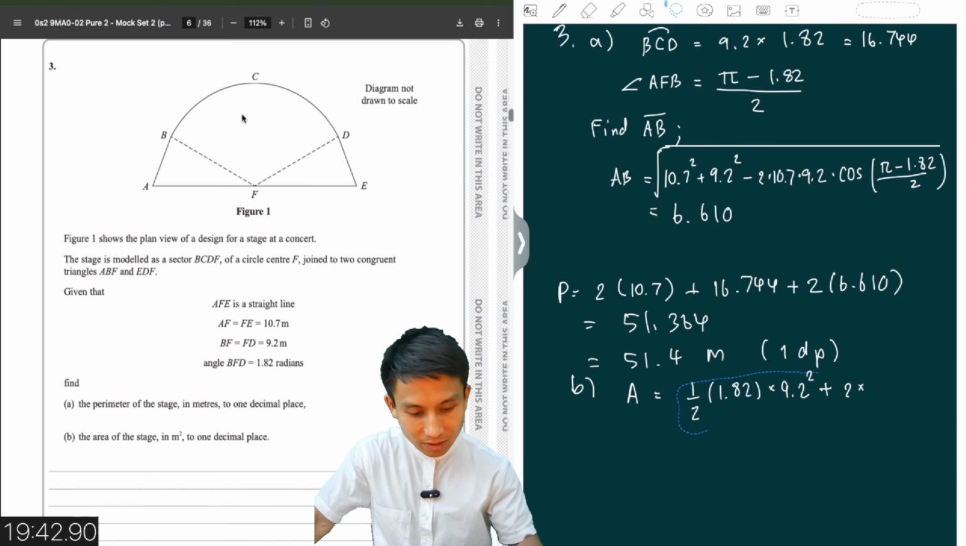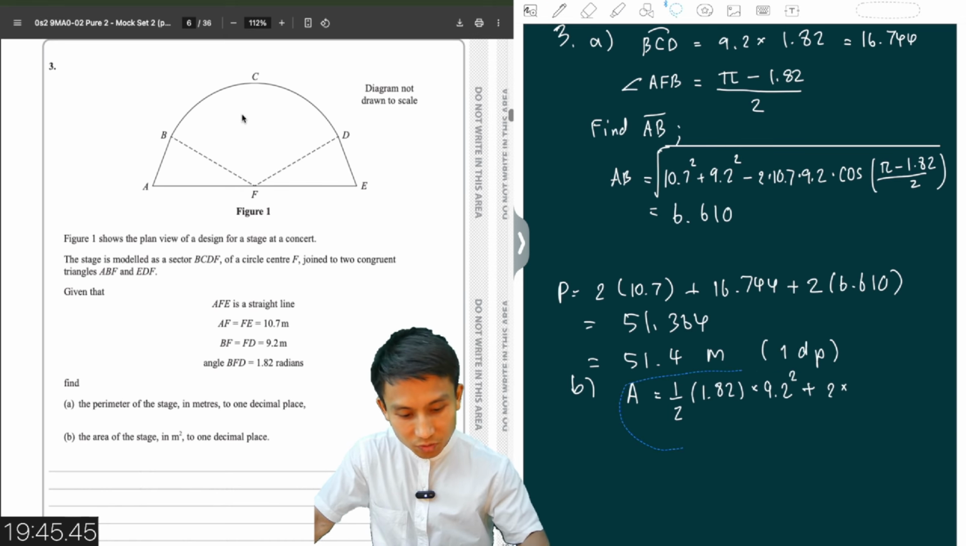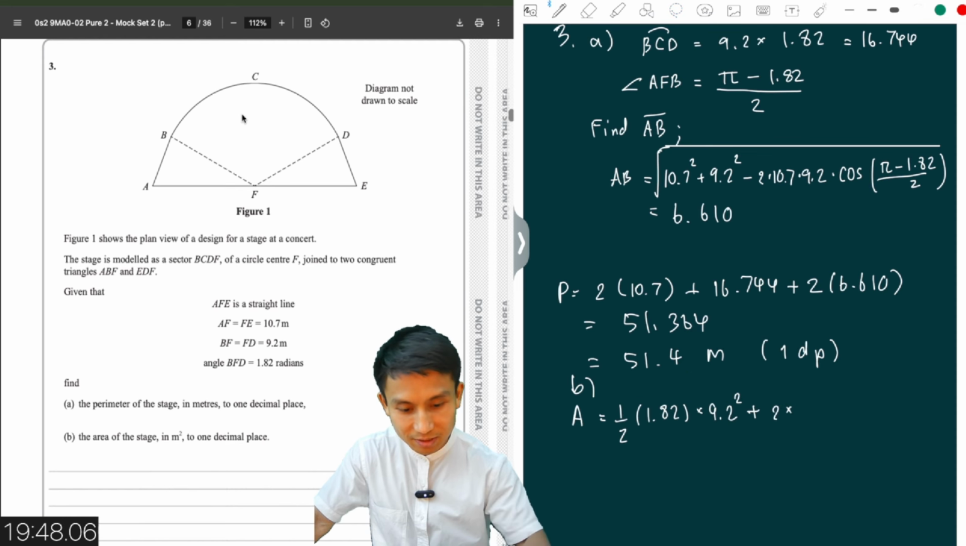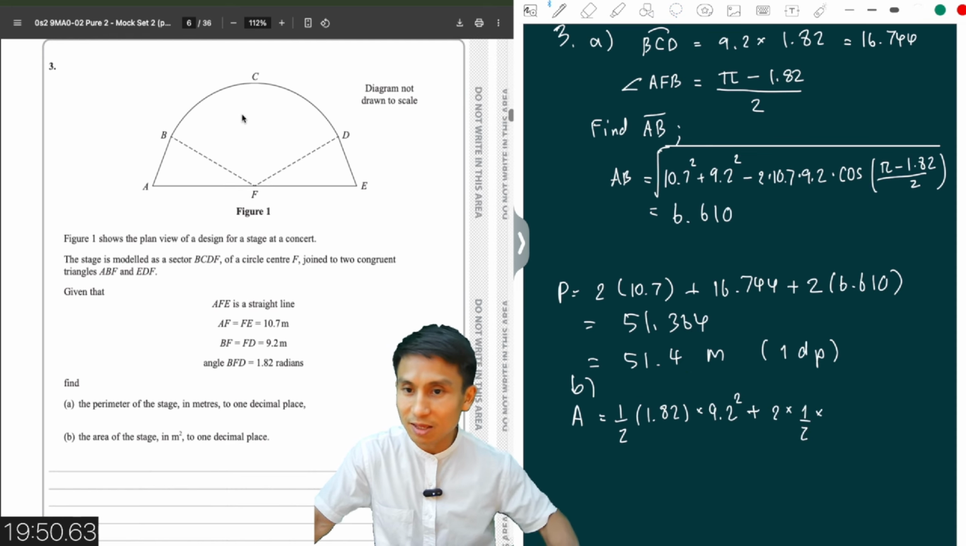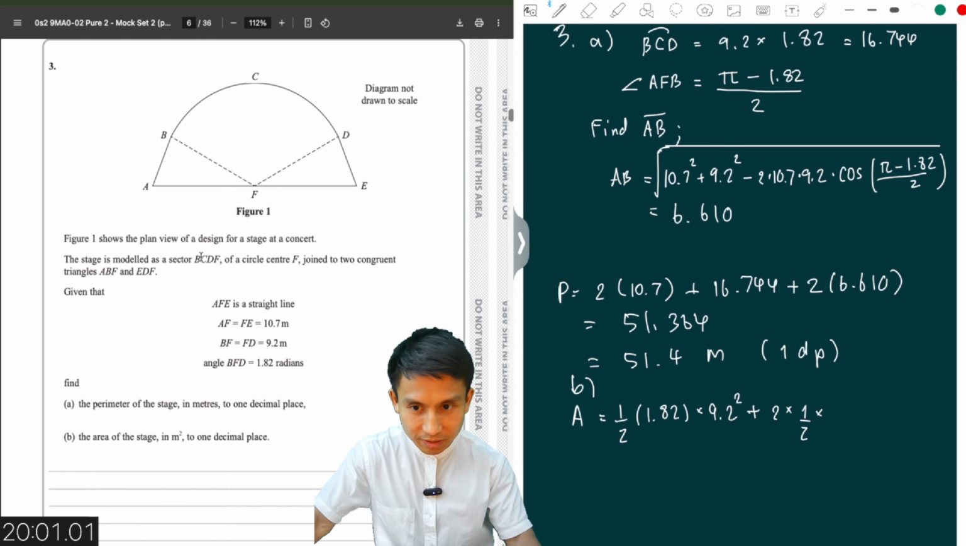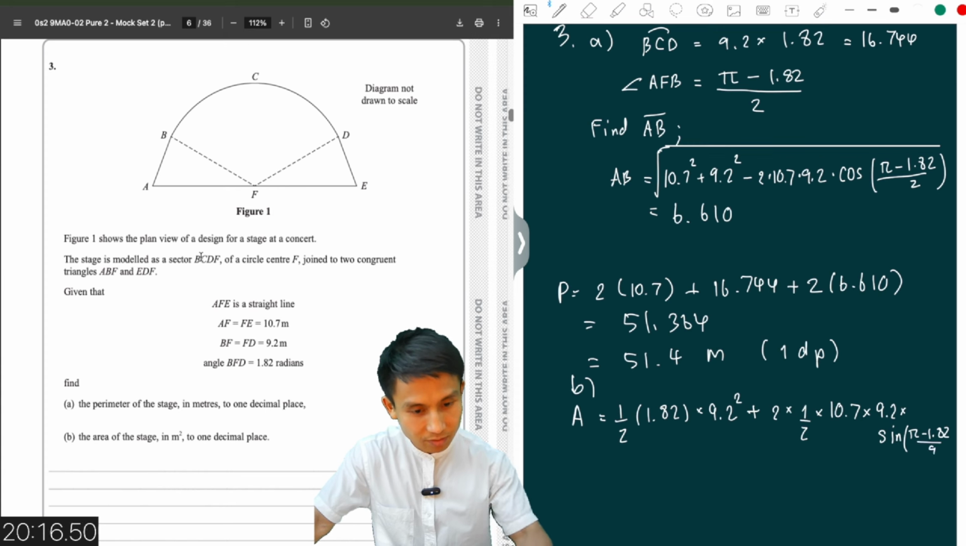Now the triangle, right? We're just going to use 1/2 AB sine theta. I'm just going to go with the same triangle here. So A is AF, B is BF, and theta is just that old angle we got earlier. So 10.7 here times the other one, which is 9.2, times sine of that ABF angle there. I'm just going to copy that down. There you go.